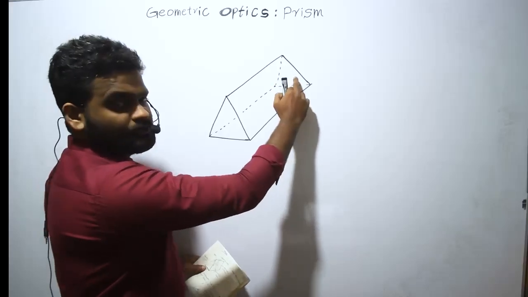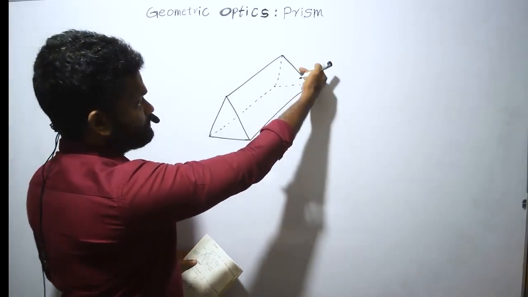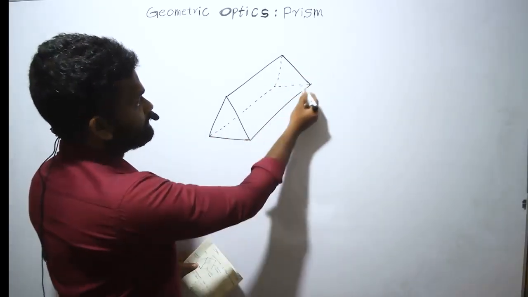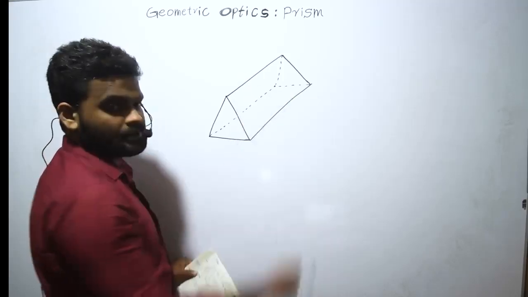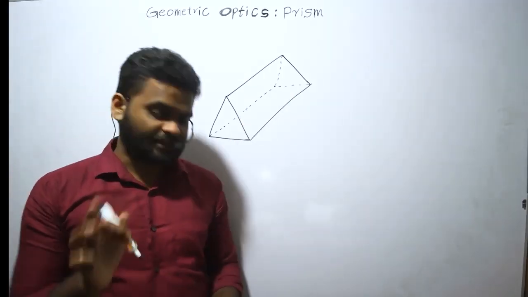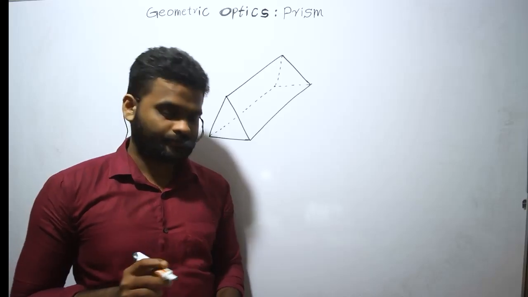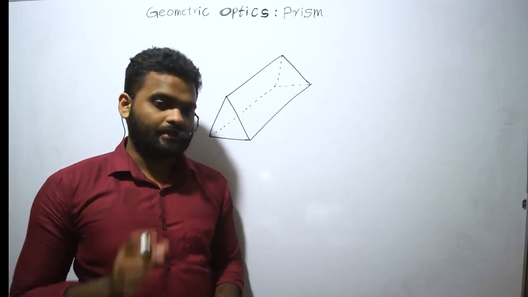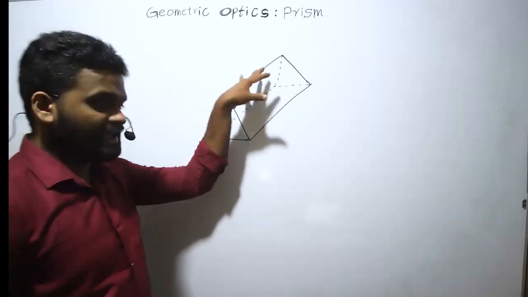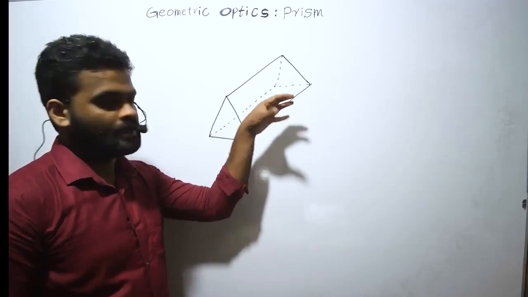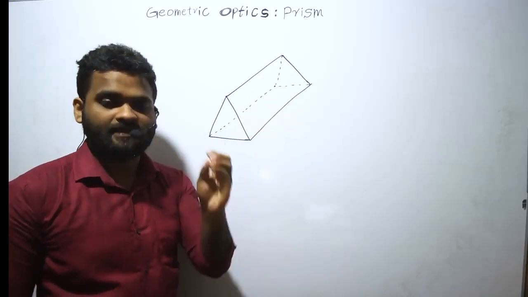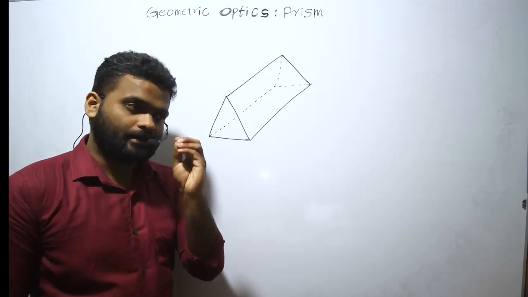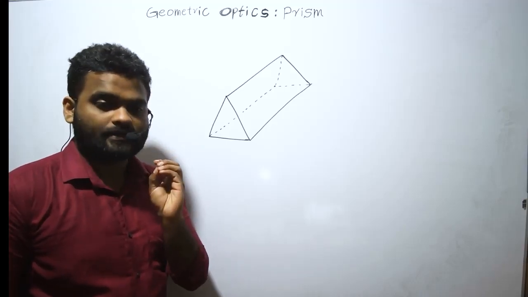So there are two triangular shapes, right? This one and this one. Then there are three rectangular sides. So that is how the prism is constituted, right? Then let's say you place this on a table. The face of the prism that you place on the table is called the base.